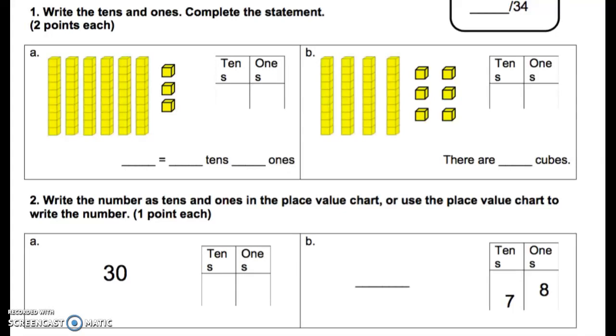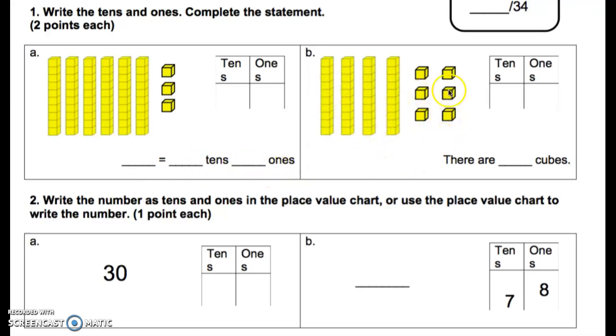This is a review activity of a topic within Mod 6 that we are working on in math. For number 1, A and B, write the tens and ones, complete this statement. So look at the 10 trains or 10 sticks, and the extra ones, fill in the place value chart. How many tens, how many ones? Then you're going to fill in the statement, blank equals blank tens, blank ones.